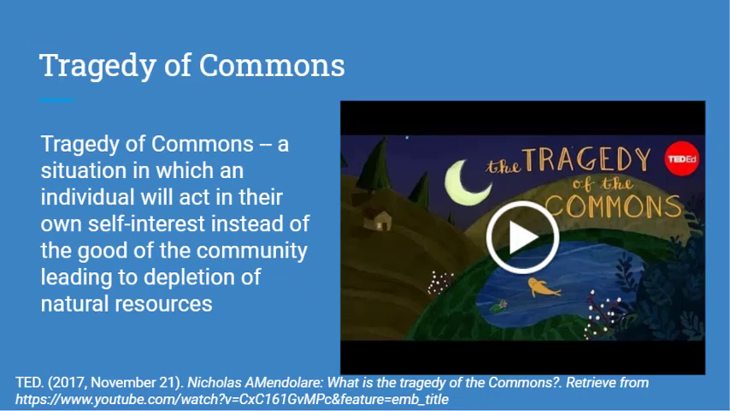And this brings us to the concept of the tragedy of the commons. The tragedy of the commons is a situation in which an individual will act in their own self-interest instead of the good of the community, leading to depletion of natural resources. We're going to watch a TED Talk on what happens in that situation.